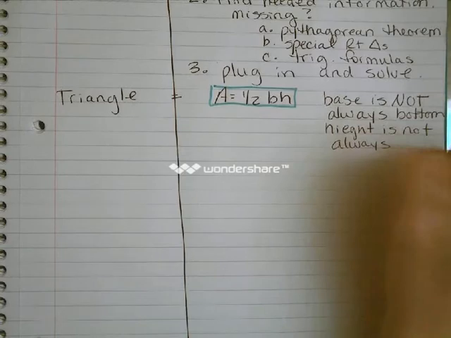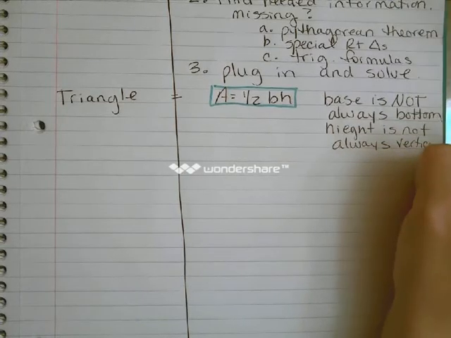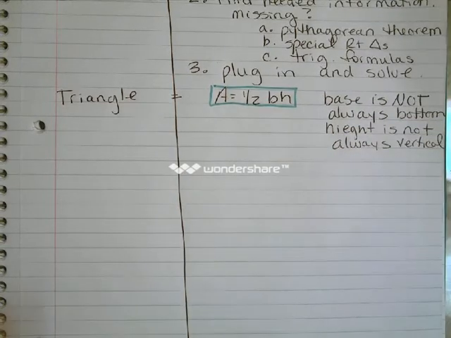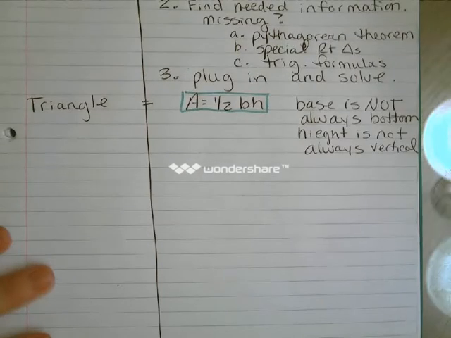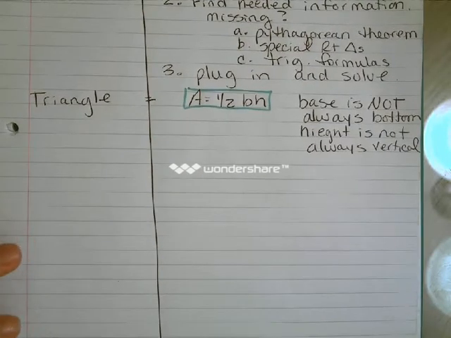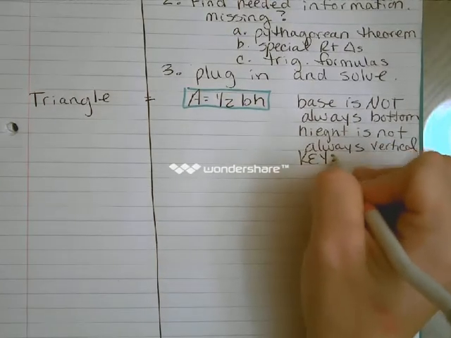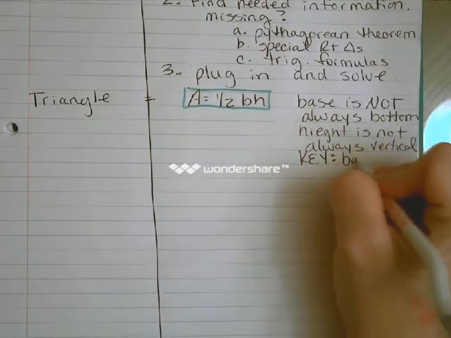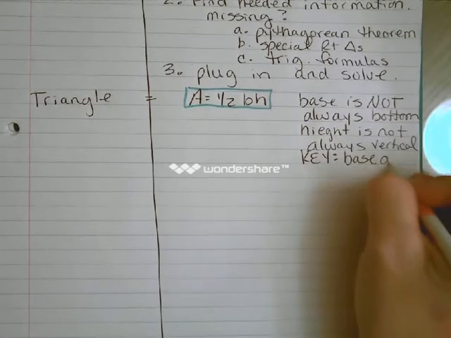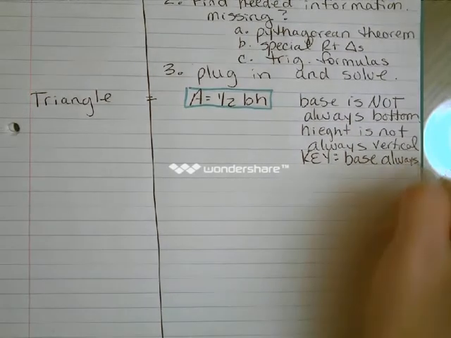And this is where the difficultness comes into it. The problems you probably saw in junior high and the problems you probably saw at the freshman level probably had the base on the bottom and the height vertical. But that's not always the case. So how do you know which one's the base and the height if it's not on bottom and it's not vertical? Here's the key. How do you know which one's which? The base is always perpendicular to the height.